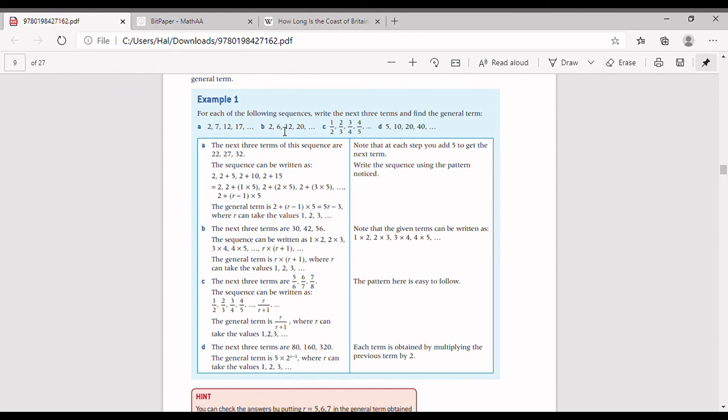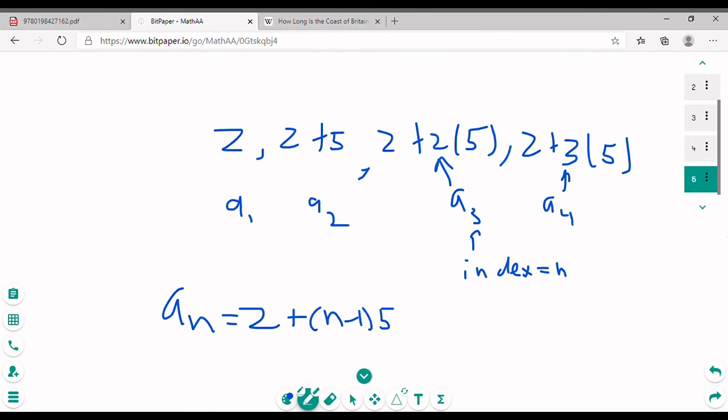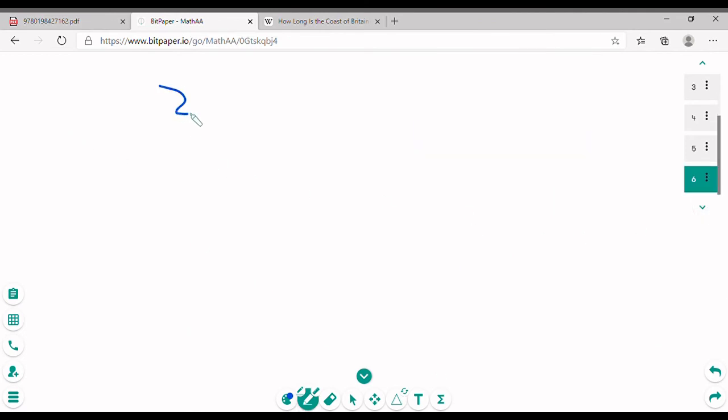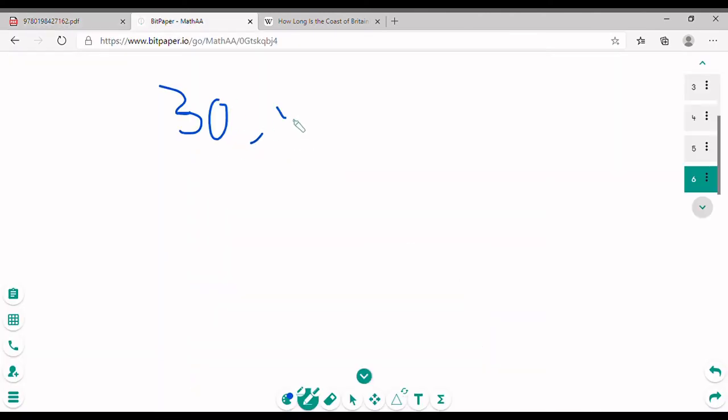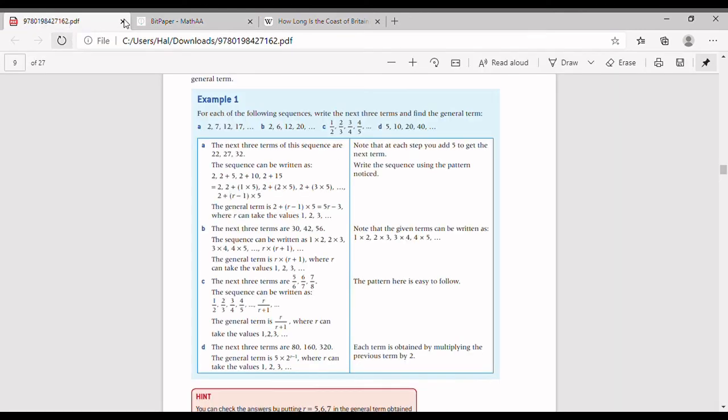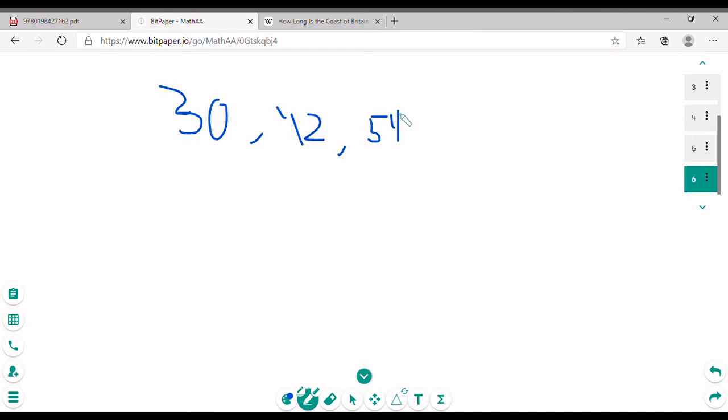Okay, for the next one, 2, 6, 12, 20. This one's a little more tough. This is 4 larger, this is 6 larger, and this is 8 larger. So the next terms will be 30, because that's 10 larger. 42, because that's 12 larger, and 54. Let's see if we agreed with them. No. 30, 42, and 56, right? Because it's 12 and then 14.